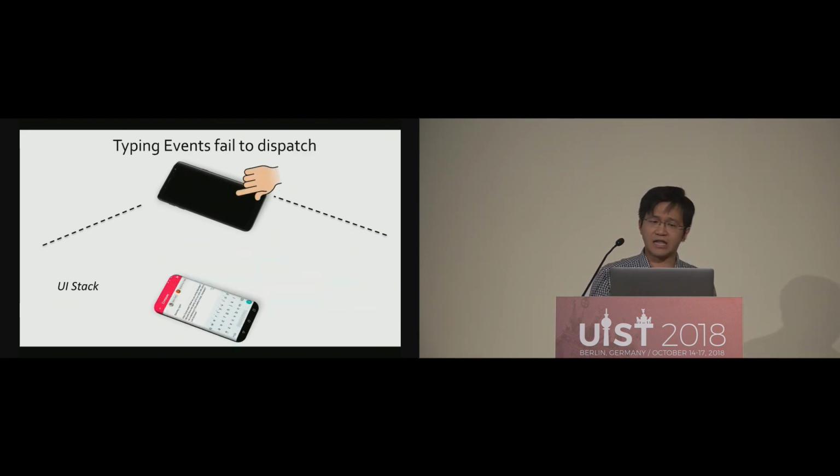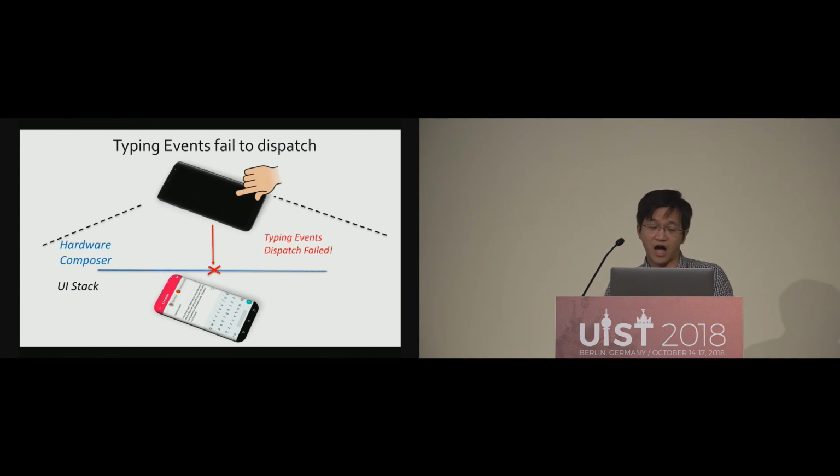However, after solving that, the typing event still failed to dispatch. When a user types on the screen, it doesn't respond on that Gmail app. Why is that? The hardware composer blocks out this typing event so that it won't be dispatched successfully to Gmail. The hardware composer is a module for rendering the final image on the screen and maintaining all the screen status.